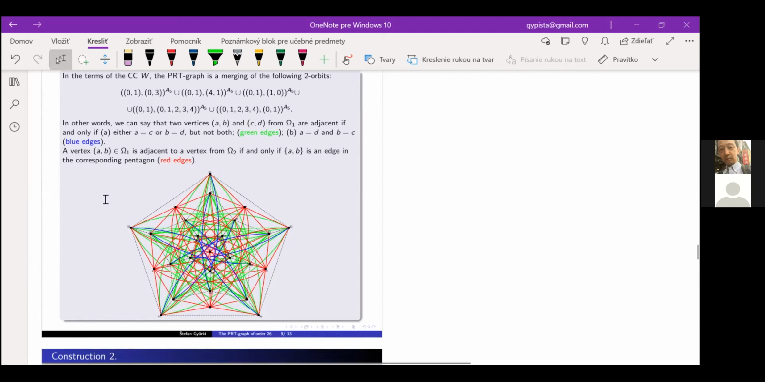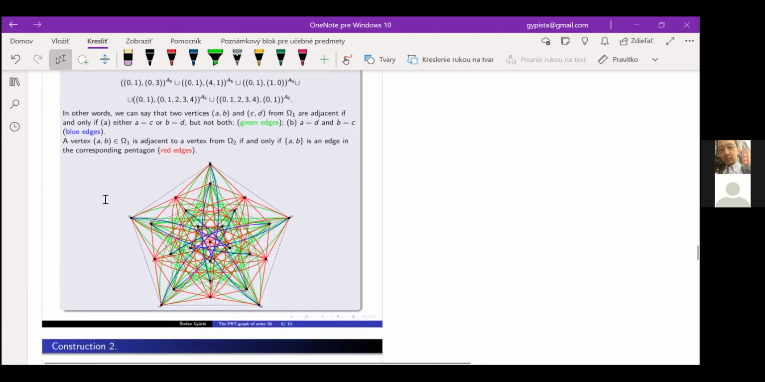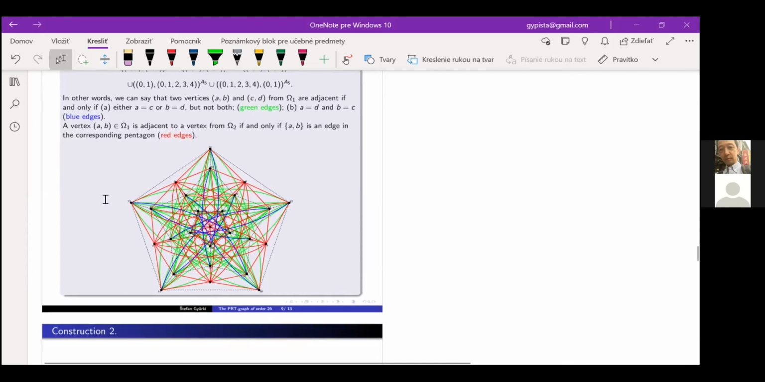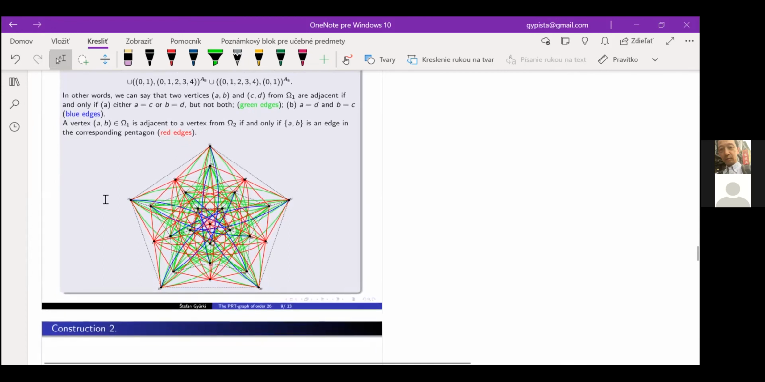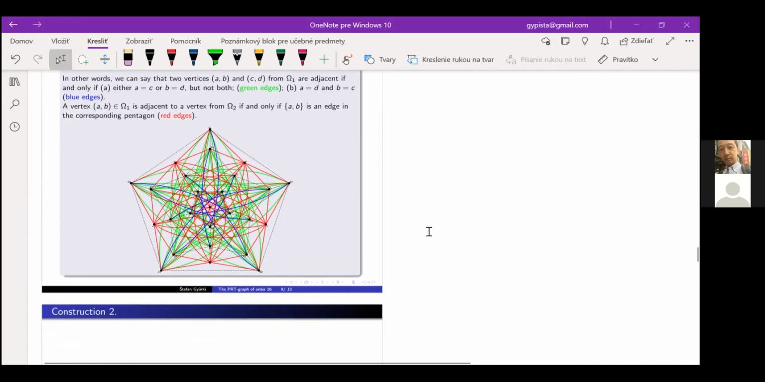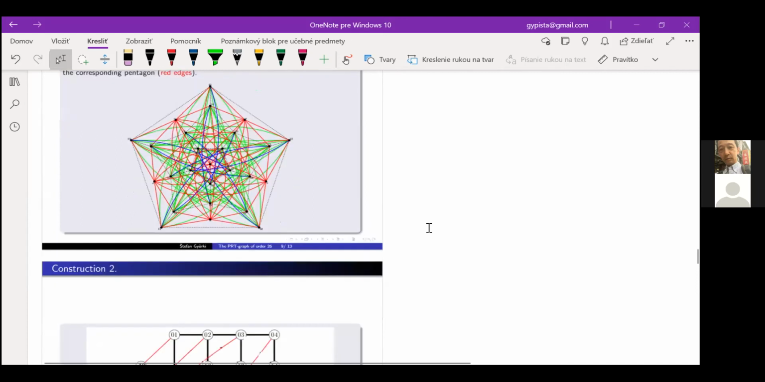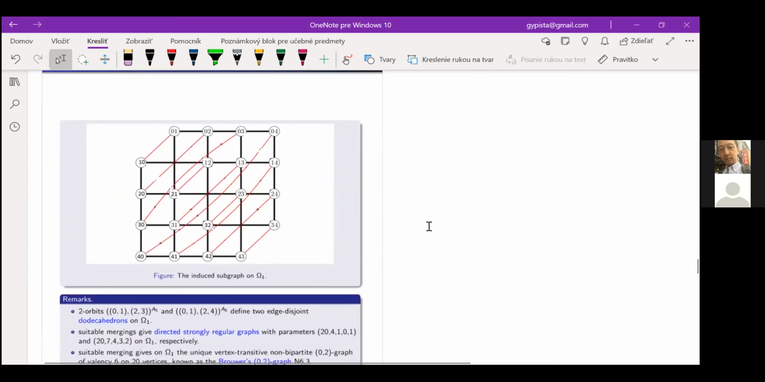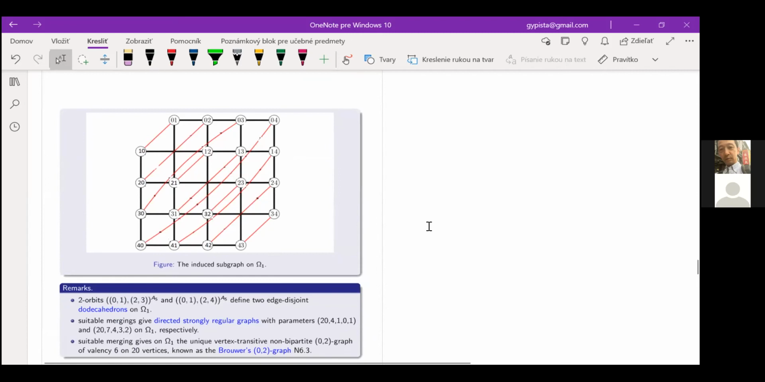So this construction is maybe much more different than the previous one, but still it is, I think, nice enough to be presented. And we can consider the graph which is induced on the set omega 1.